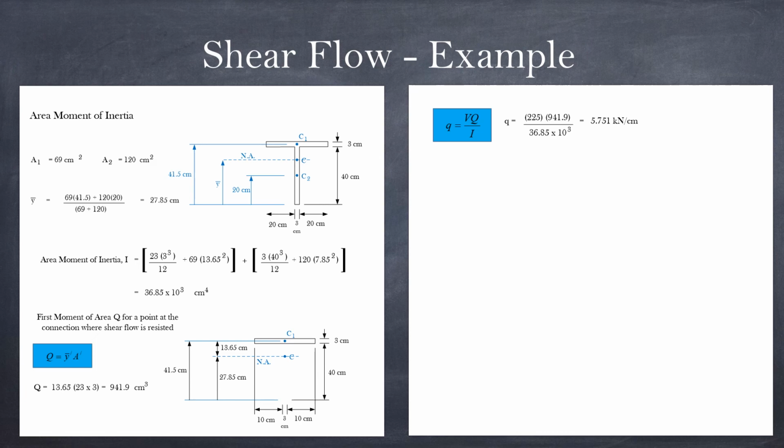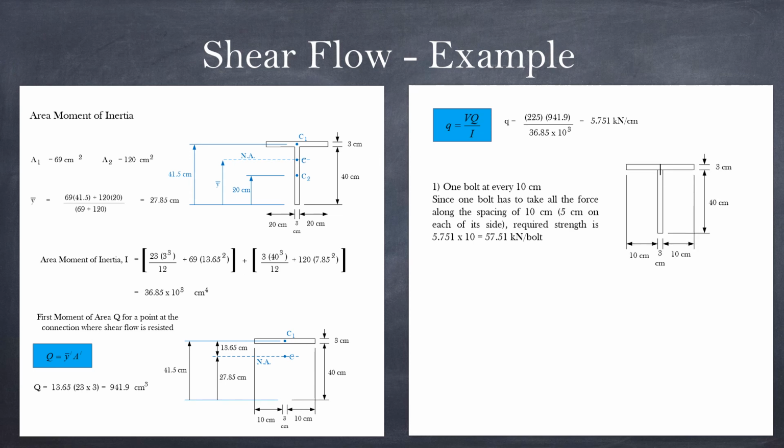Right. So let's look at case number 1. If we have one bolt every 10 centimeters, each bolt will have to take half the spacing on the left-hand side and half the spacing on the right-hand side. So basically, it looks after the whole spacing, right? So if there is 2.751 kilonewton per centimeter, 10 centimeters would give 27.51 kilonewton per bolt, of course. And if you look at the cross section, it's only one bolt on the top like that, right? So the minimum required strength would be the number we just calculated.